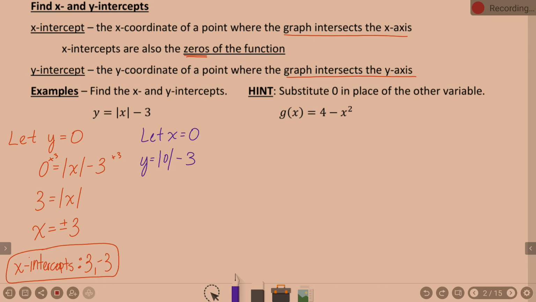What's the absolute value of 0? 0. What's 0 minus 3? -3. That one's a little easier to solve. Did we solve it? Yeah. What do we know now? My y-intercept is -3. So I know this graph crosses the x-axis at -3 and +3, and it crosses the y-axis at -3.